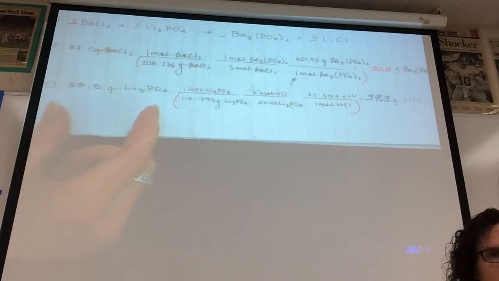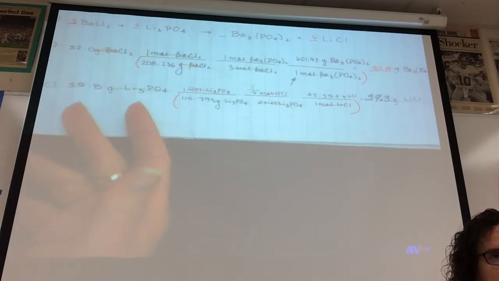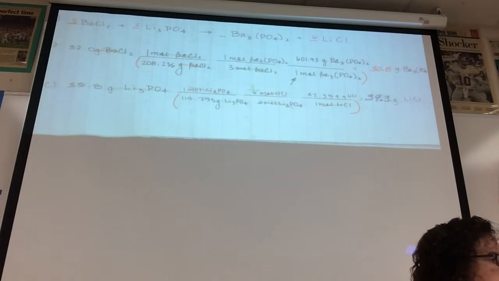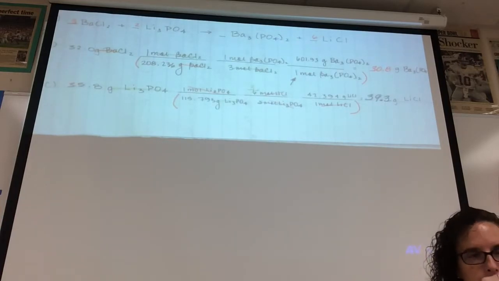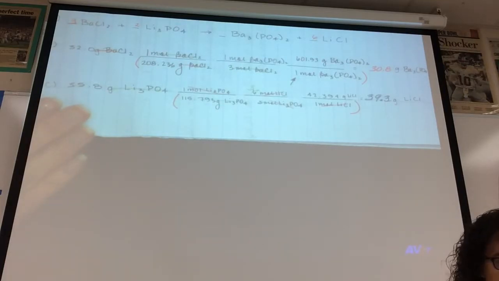You would be given the mass of one reactant and asked for the mass of a product. Later on in the chapter, you'll be given the mass of two reactants, and you'll have to determine which one to use, and we'll get into that. Questions here? This is as far as your quiz goes.